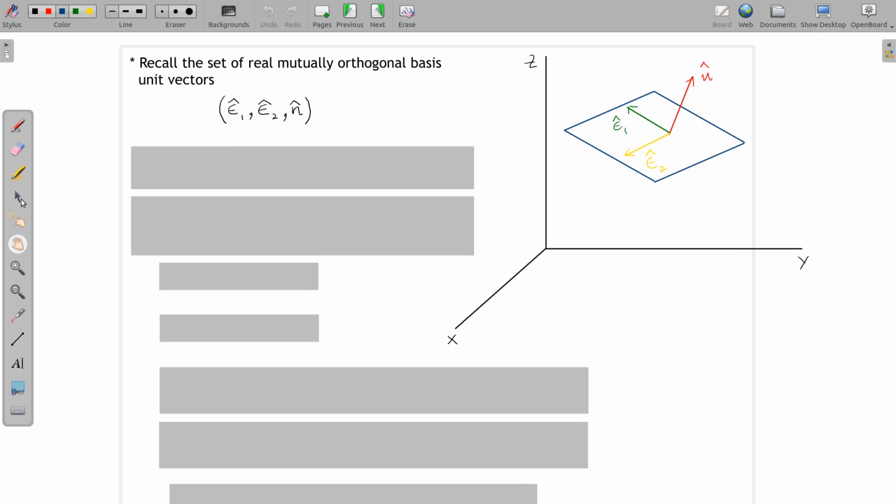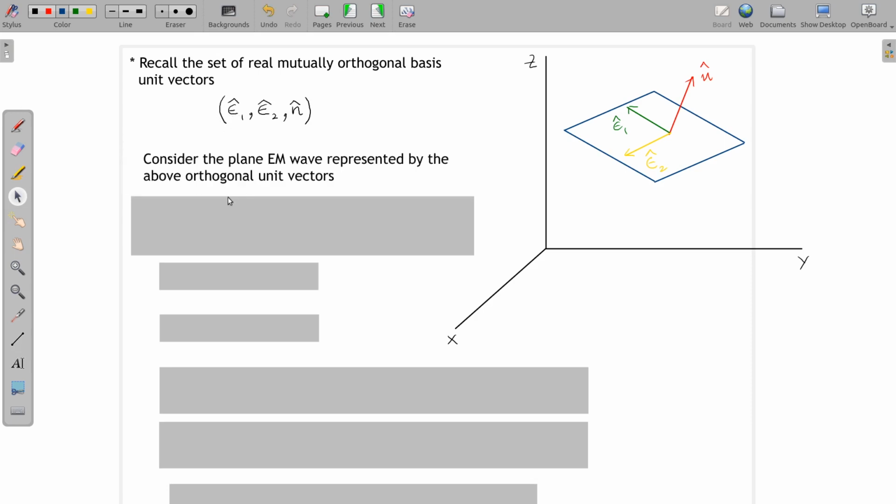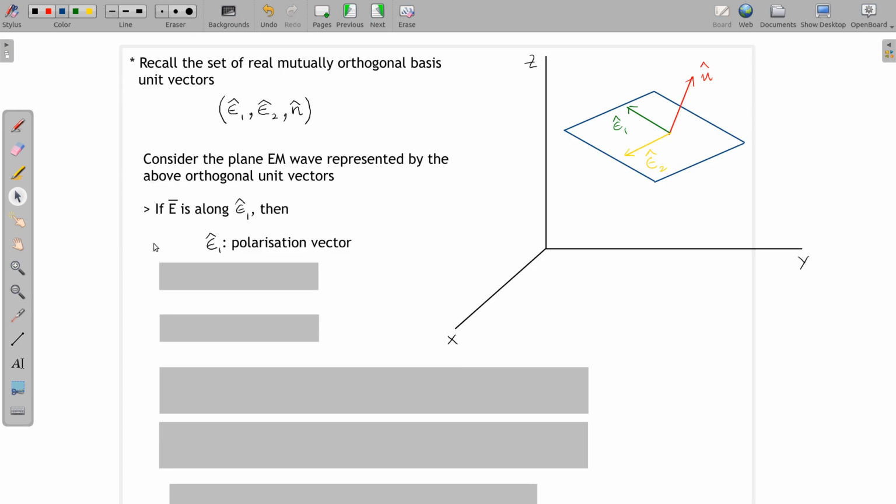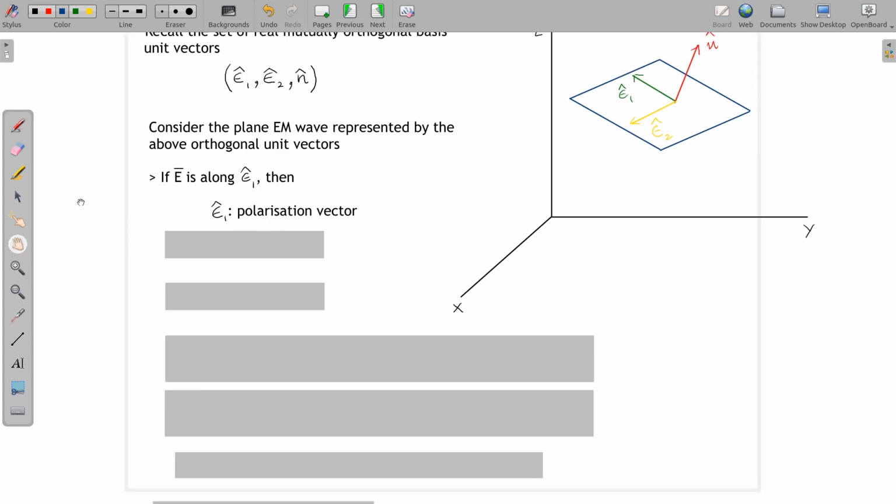This becomes useful if you want to discuss, suppose I have a wave whose electric field is in a specific direction, in other words, it is polarized. How can we use epsilon 1 and epsilon 2 to describe that? Let's say we have a plane electromagnetic wave represented by these orthogonal unit vectors, and the electric field is along the epsilon 1 direction. Then epsilon 1 becomes the polarization vector, and we say that the electric field is along epsilon 1.